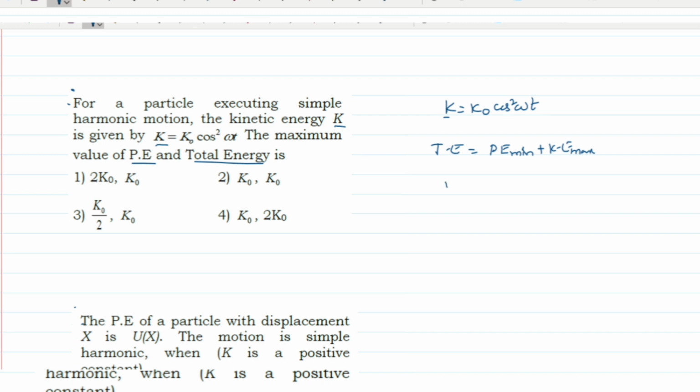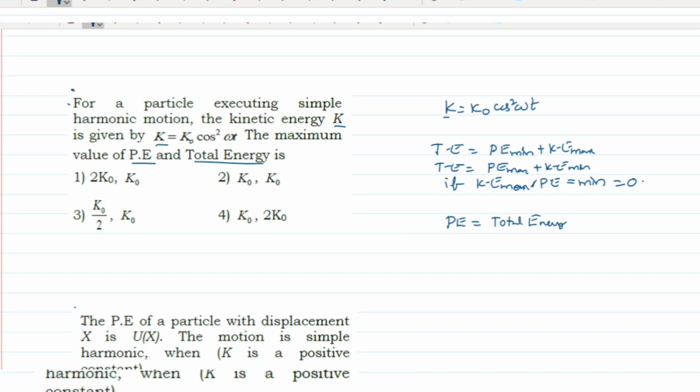If kinetic energy is maximum, then potential energy will be minimum, that will be 0. That means total energy you can also write as potential energy maximum plus kinetic energy minimum. So in this case, potential energy maxima is nothing but the total energy. It's the total energy alone.